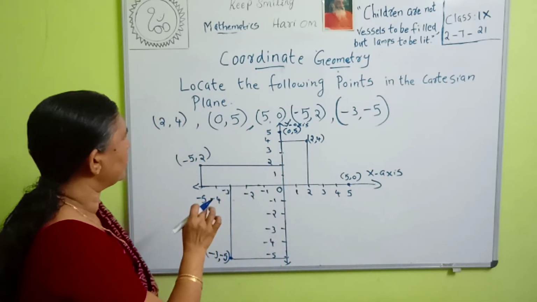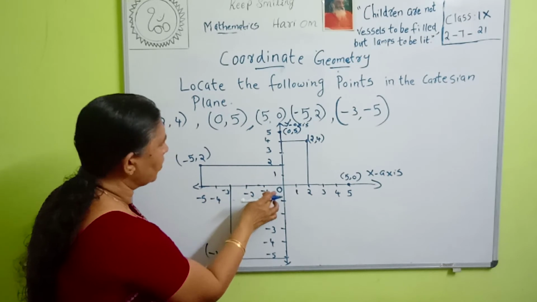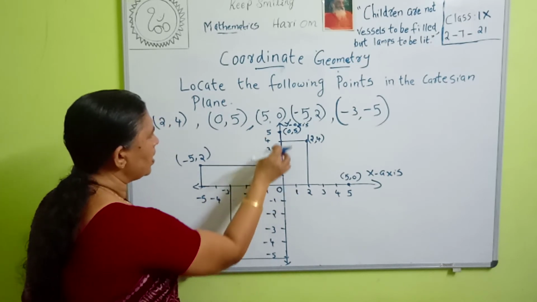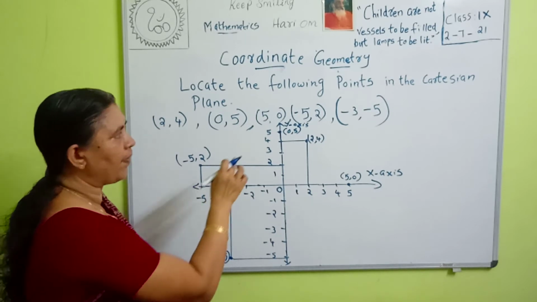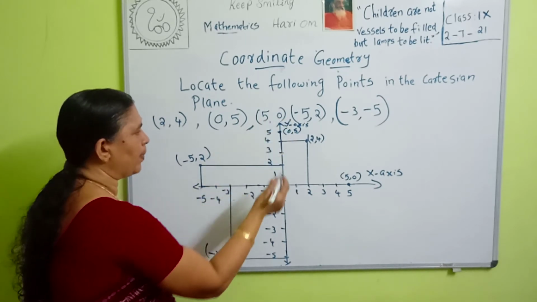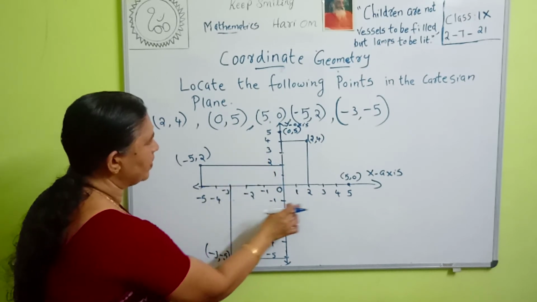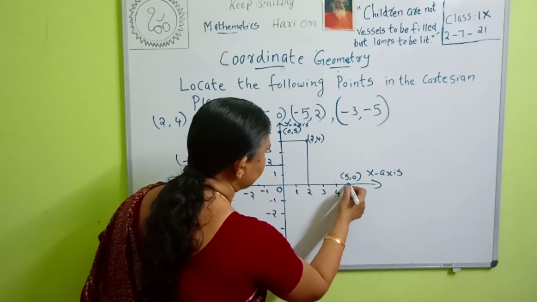Then the second one, 0, 5. Here the x coordinate is 0 and y coordinate is 5. So here we mark the point 0, 5. Next one, 5, 0. 5, 0 means the x coordinate is 5 and y coordinate is 0. So here the point is 5, 0.